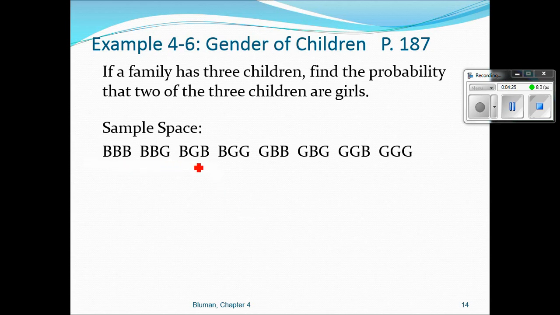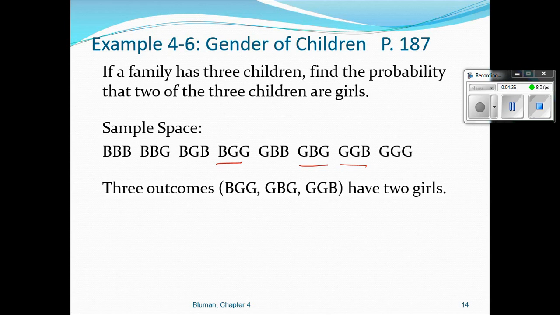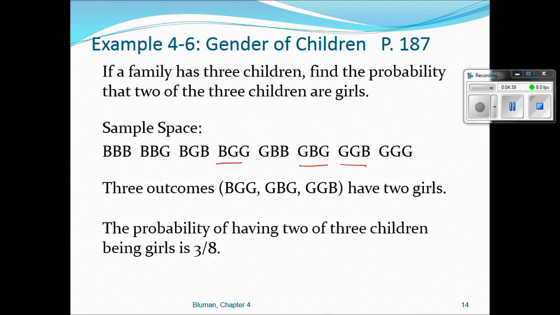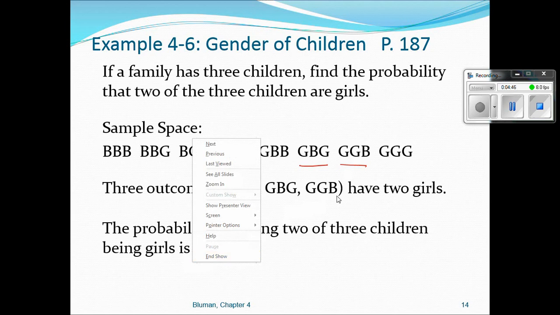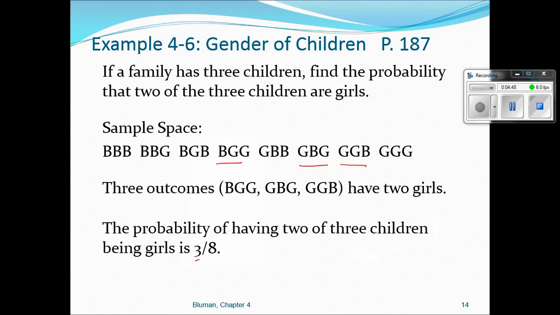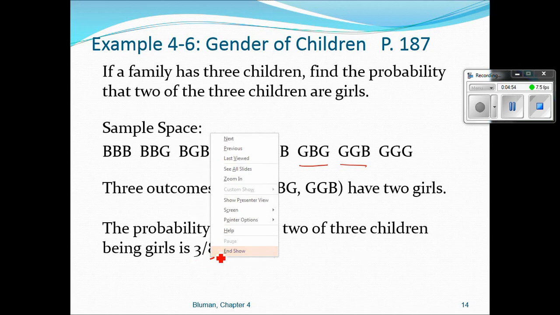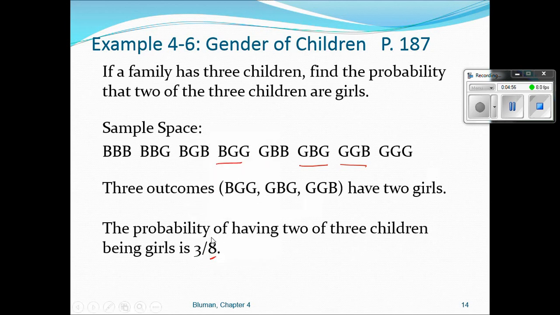There's 3 boys, 1 girl, 1 girl. There's 2 girls, 2 girls, 2 girls. So the probability that 2 of the 3 are girls. So we have 3 different outcomes that have 2 girls. So the probability of having 2 of 3 children being girls would be 3, right? That's the desired part. That's what we were looking for. And how many possible ways can you have 3 children? 8 different ways. So the probability of having 2 of 3 children being girls is 3/8.